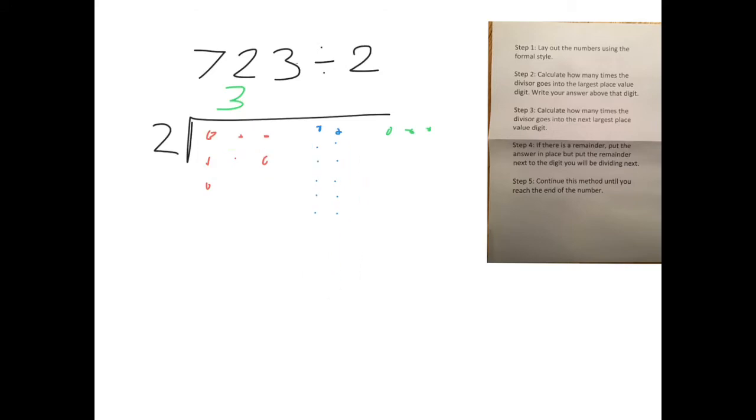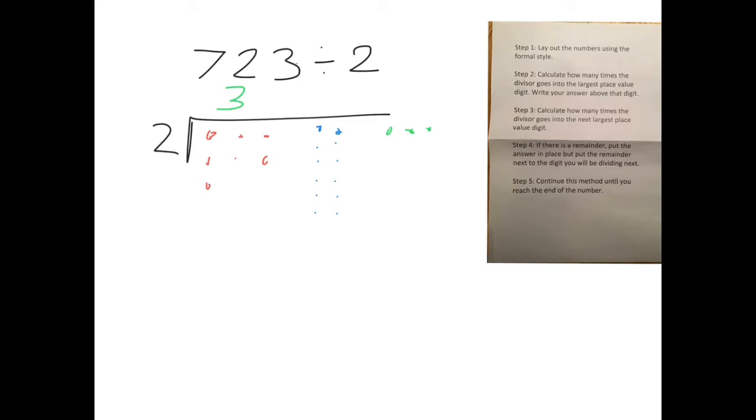Step 3 says calculate how many times the divisor goes into the next largest place value digit. Okay, so let's have a look. We've got this number now, so that's not just 2 tens anymore. Now we've got 1, 2, 3, 4, 5, 6, 7, 8, 9, 10, 11, 12. We've got 12 lots of 10. And we need to make that into 2 equal groups. Well, we can see that's going to be quite simple to do. So let's do that now, shall we?